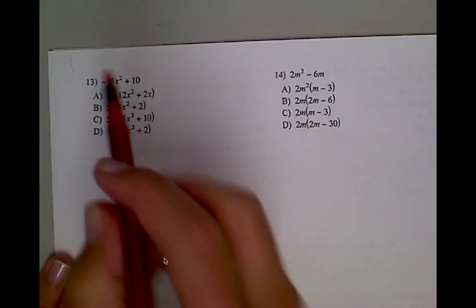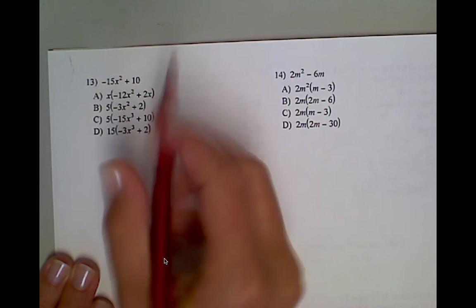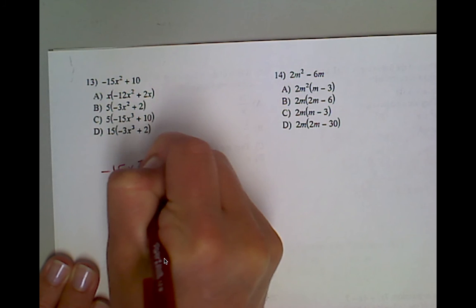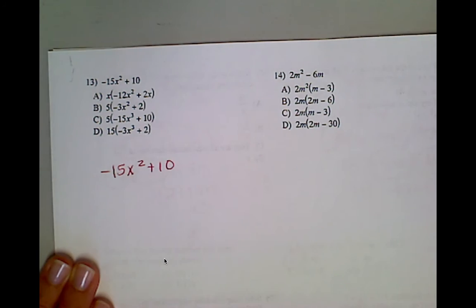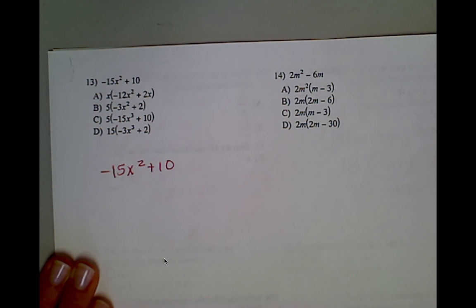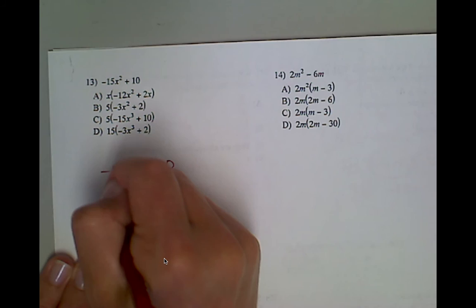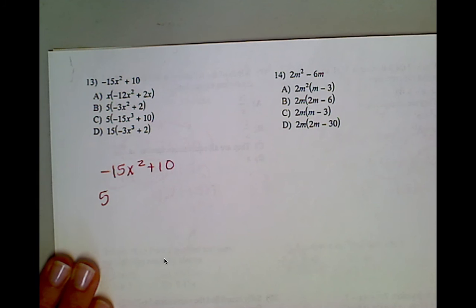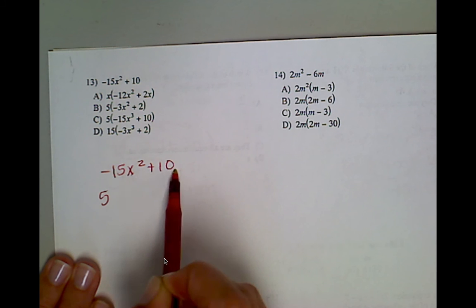Page 3. Okay, they both have a negative. So we have negative 15x squared plus 10. We're looking at the numbers. They're both divisible by 1 and 5. 5 is bigger, so I'm going to take out a 5. Now, do they both have a variable? They do not both have a variable, so I cannot take out a variable.